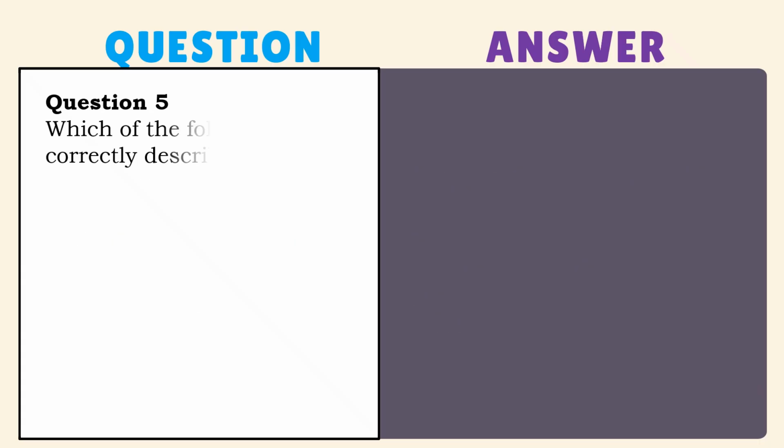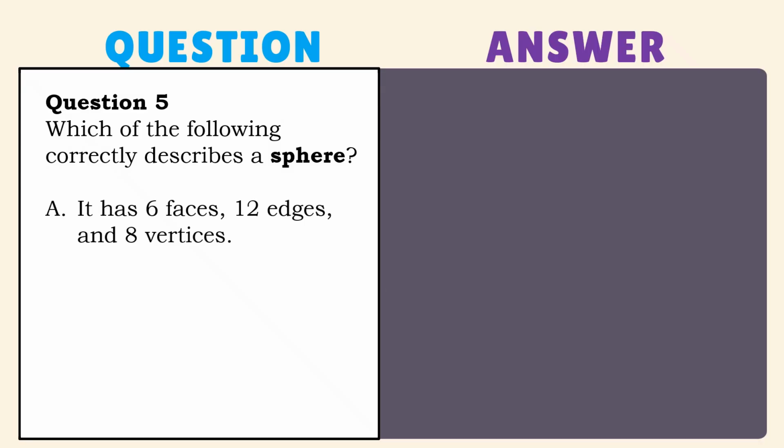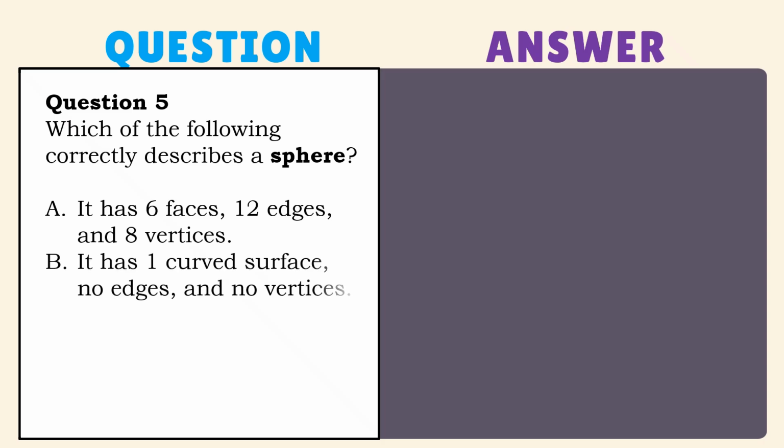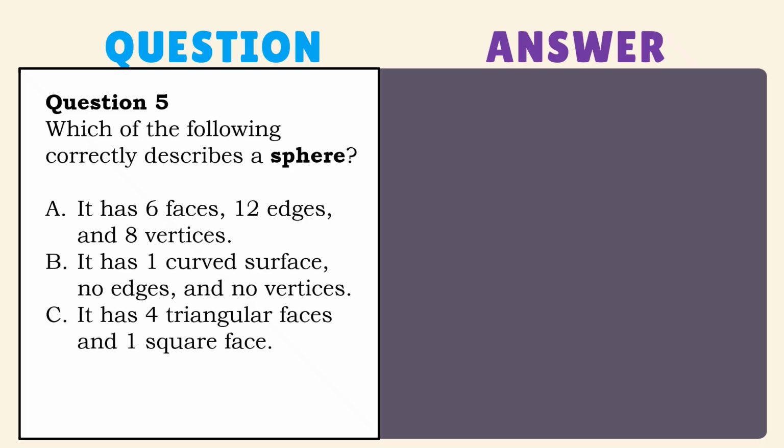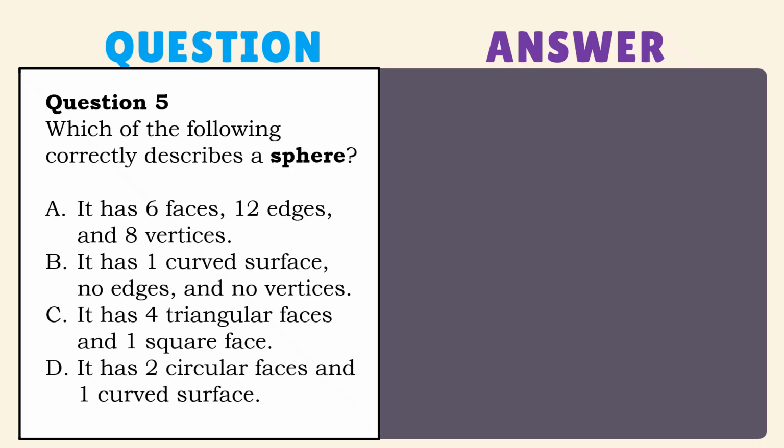Question number 5. Which of the following correctly describes a sphere? A. It has 6 faces, 12 edges, and 8 vertices. B. It has 1 curved surface, no edges, and no vertices. C. It has 4 triangular faces and 1 square face. Or D. It has two circular faces and one curved surface. What do you think the answer?